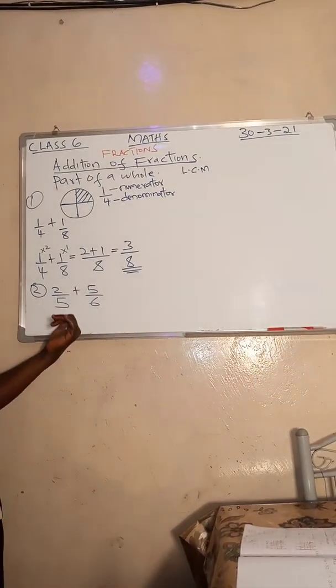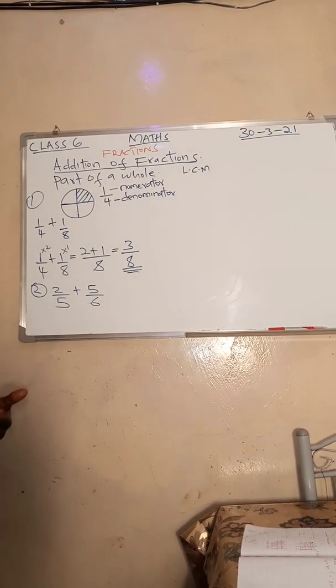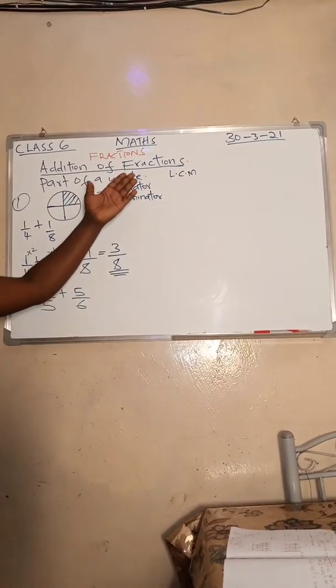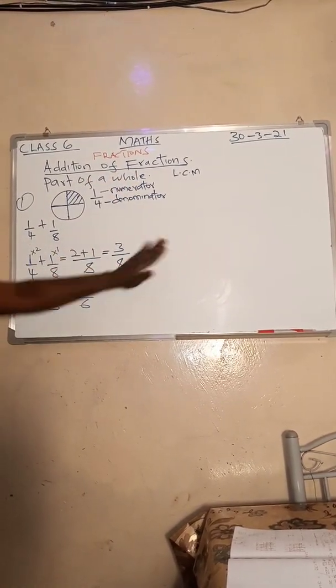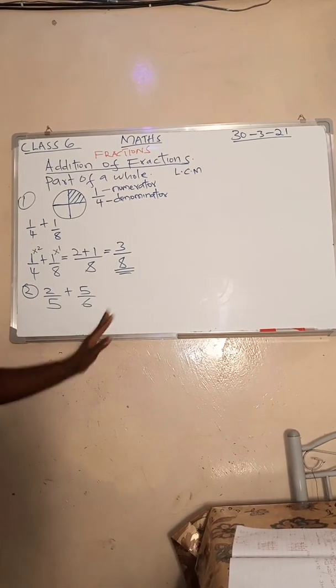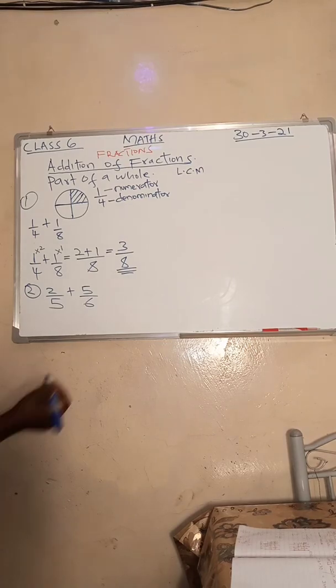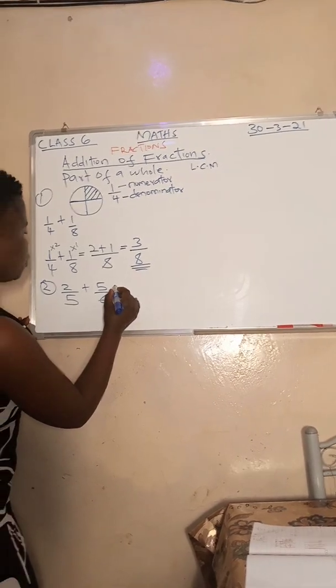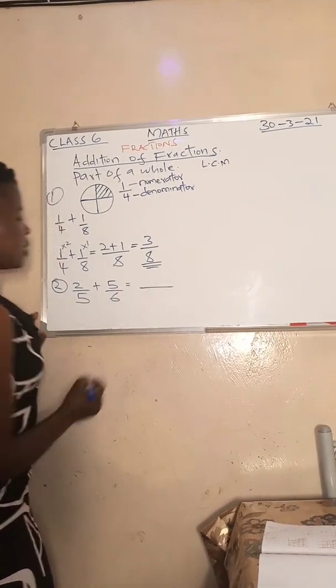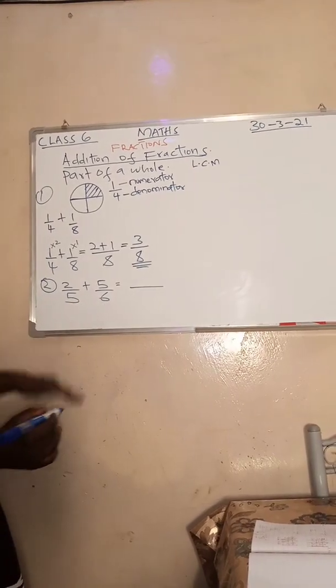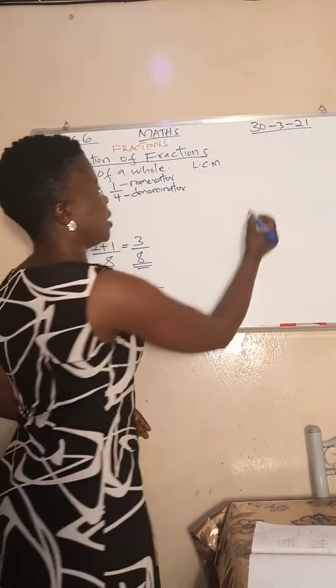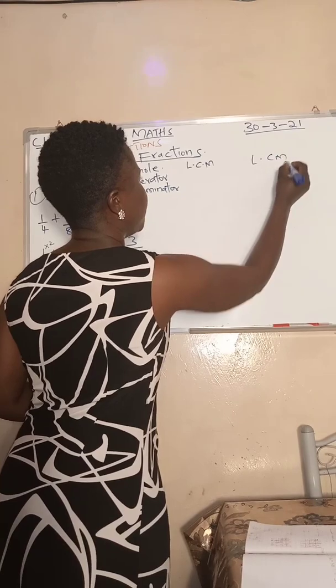Look at that. So let's try and follow the same procedure we've used when doing the upper one. Number 1, we look for the LCM, the least common multiple. So I will put my equal sign there. I want to look for the LCM. So let's go this side and work out the LCM.